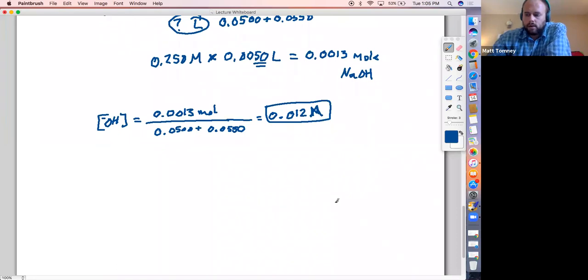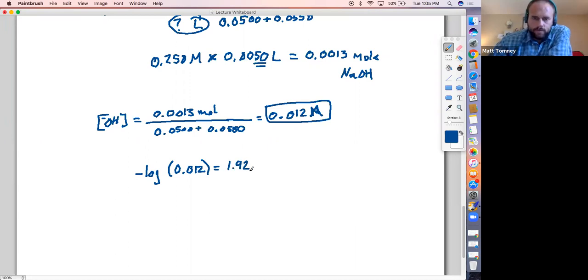All right, so now what do I need to do with that? Take the negative log and then find pOH. There we go, right on track, okay? Negative log of 0.012. There are 2 significant figures in that value, so I should go 2 decimal places out on my pOH, and we find that pOH is equal to 1.92.